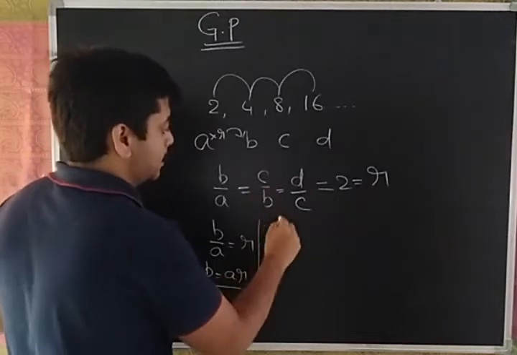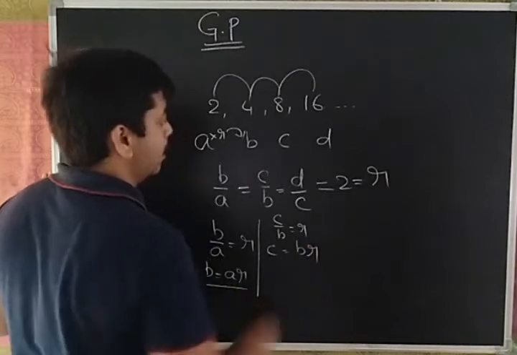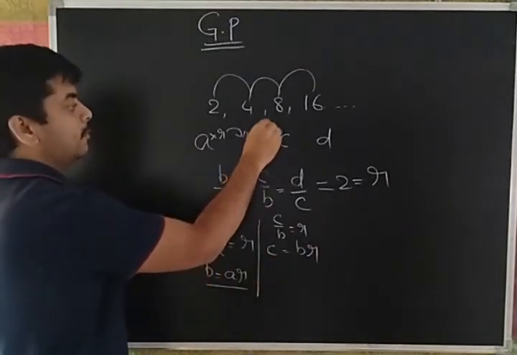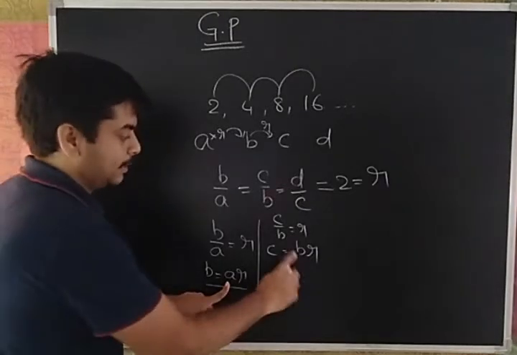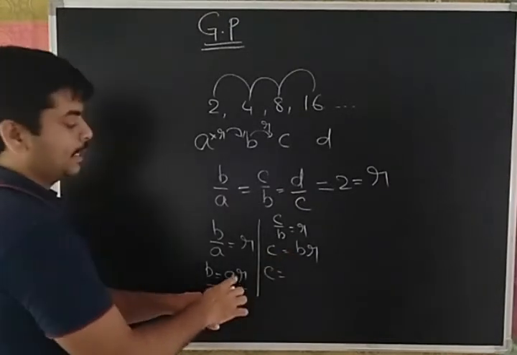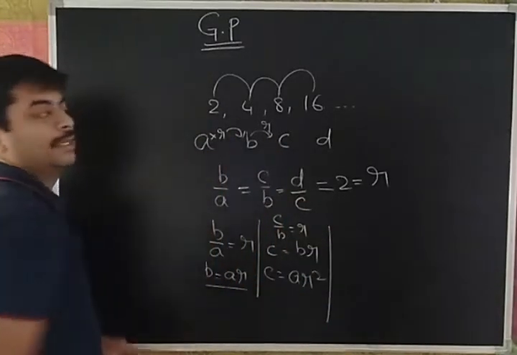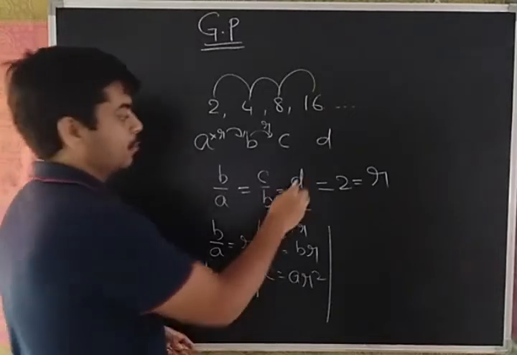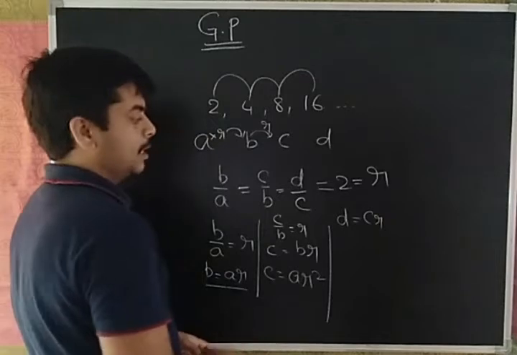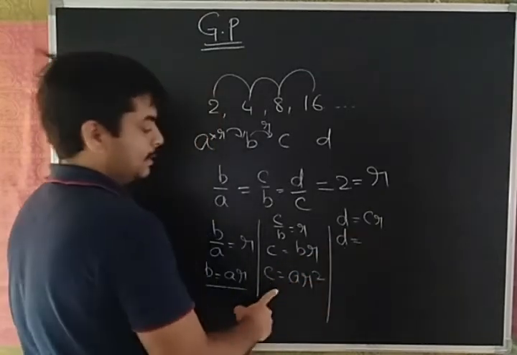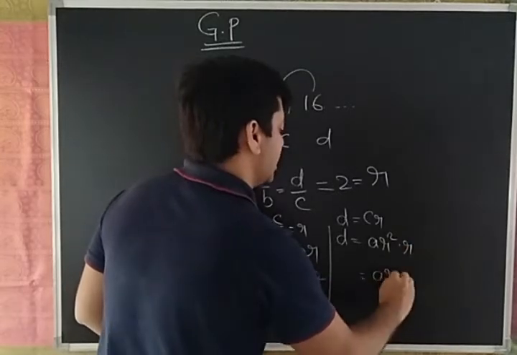Now come to this one. C by B is equal to R. So what is C equal to? B into R will give you C. But you already have B as AR. So substitute that here. So C is equal to AR into R, which is AR square. So the term C will be AR square. In a similar way, if you go for D by C equal to R, D is equal to CR. What is C? C is AR square. AR square into R will give you AR cube.